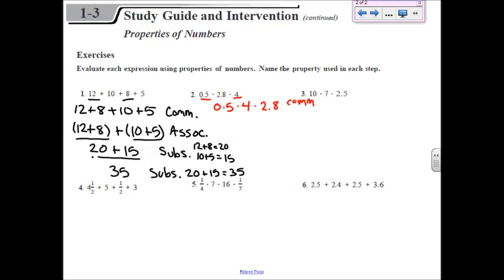Then I'm going to group them so that I do 0.5 times 4 first. And that's the associative property, which says how you group them doesn't matter. Then I'm going to actually solve for what's in the parentheses, and half of 4 is 2. That's substitution.